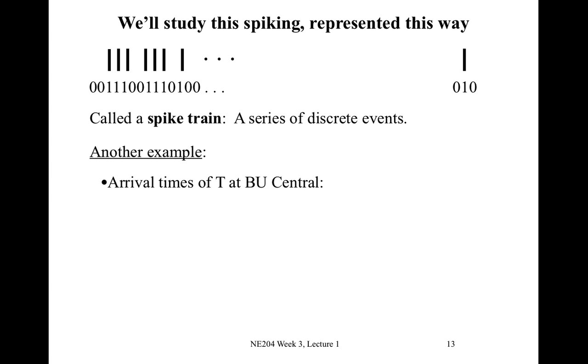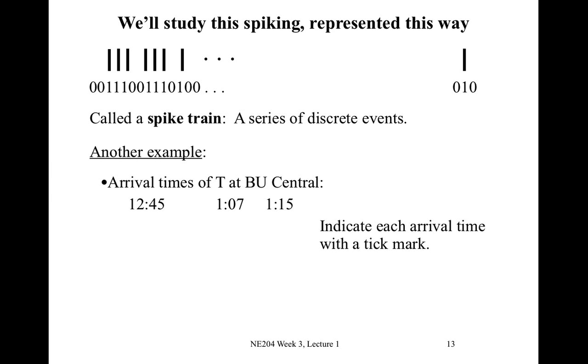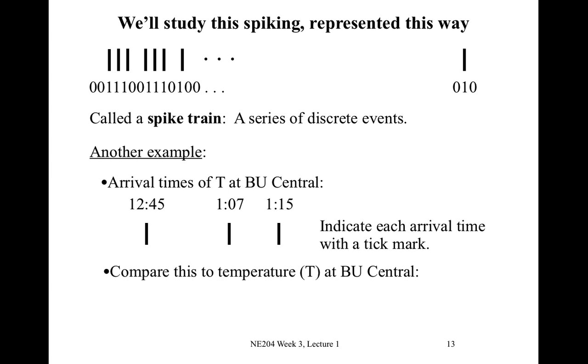As another example, we could think about the arrival times of the T at BU Central. We could stand out there and count the times when the train actually arrives. So we take out our notebook and write down that a train occurs at 12:45, maybe another train at 1:07, another train at 1:15, and so on. We can simply indicate each arrival time with a tick mark. As time goes on, when a train arrives, we put a tick mark at a particular point in time. Again, we have an example of a spike train, where here the spike train represents arrivals of the T.